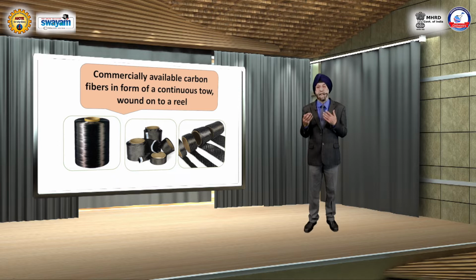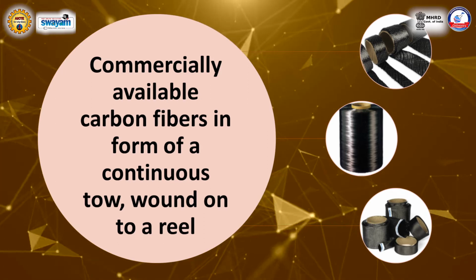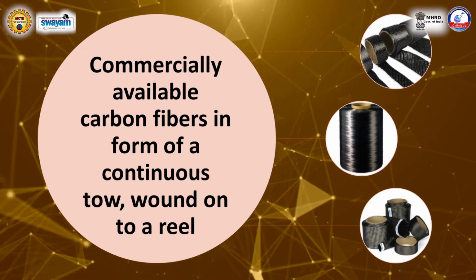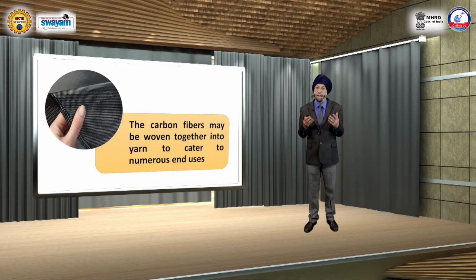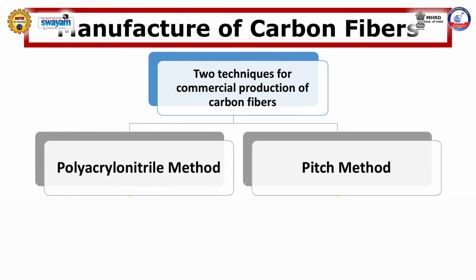Carbon fibers are commercially available in the form of a continuous tow wound on a reel, one variety of which is shown in this figure. Several thousand carbon fibers may be woven together into yarn to cater to numerous end uses. There are two techniques for the commercial production of carbon fibers: polyacrylonitrile method and pitch method.